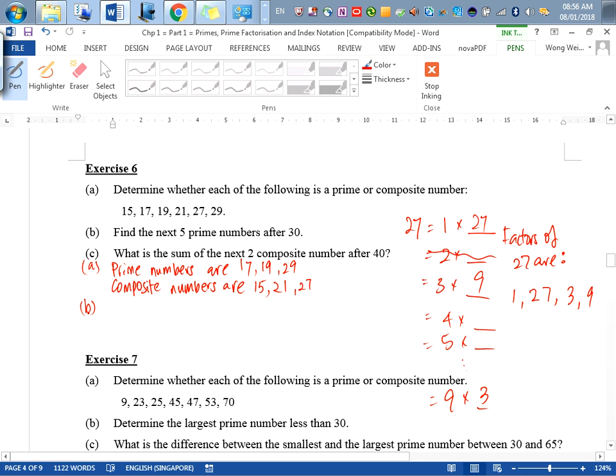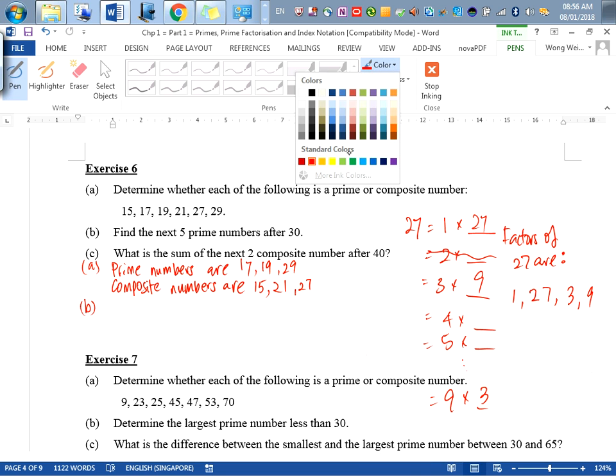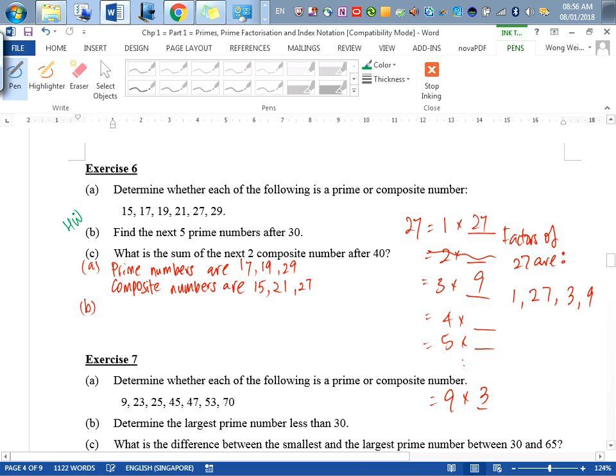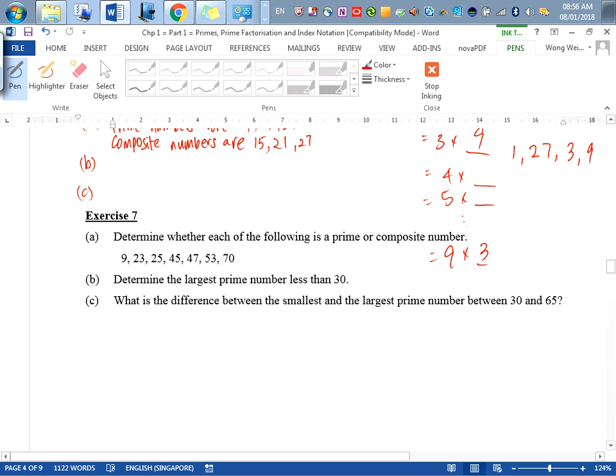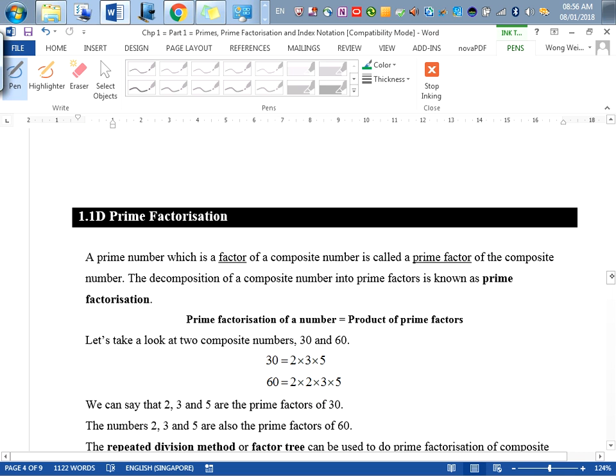Find the next 5 prime numbers after 30. This is your homework. What is the sum of the next 2 composite numbers after 40? Also your homework. So find the next 2 composite numbers after 40, add them up. Then you get an answer for part C. Okay? Then exercise number 7, you also can do it yourself. Any questions so far?